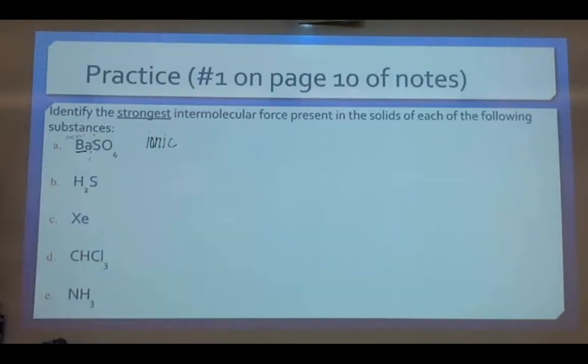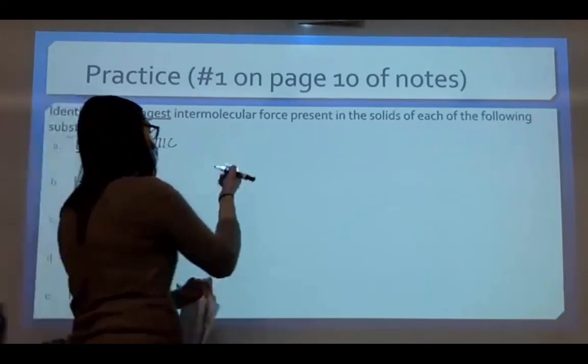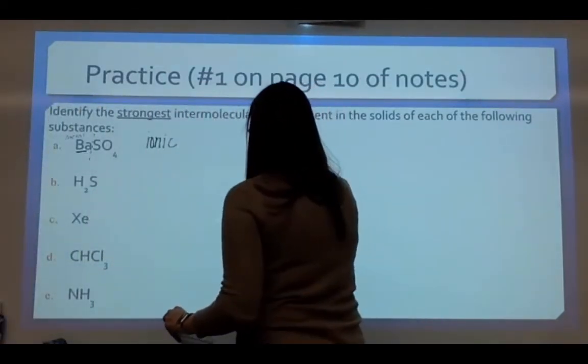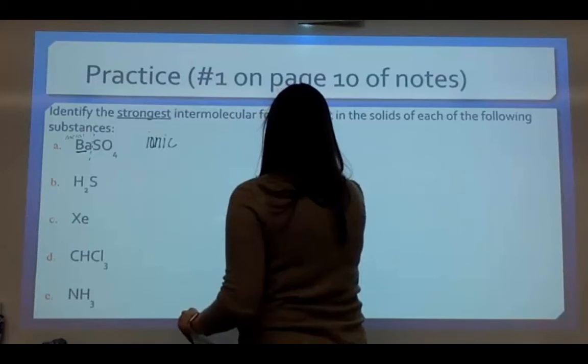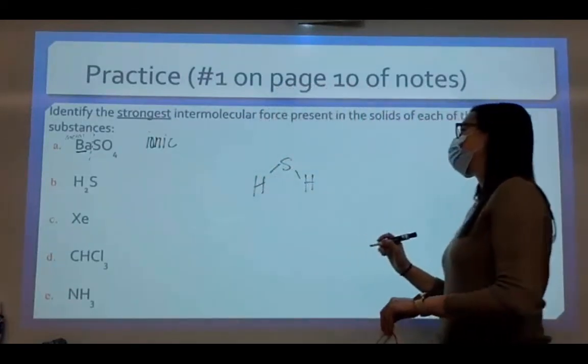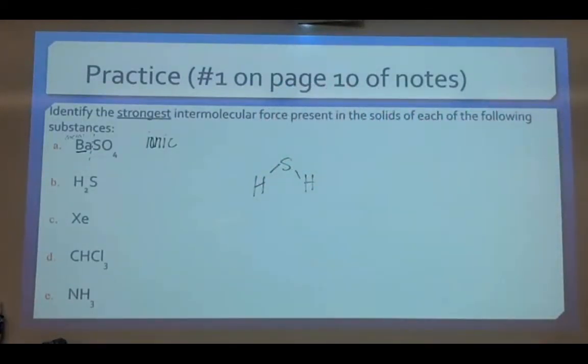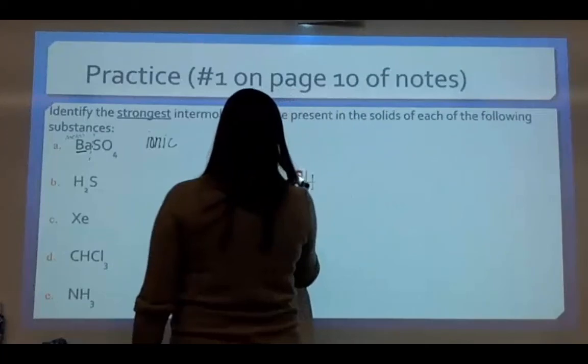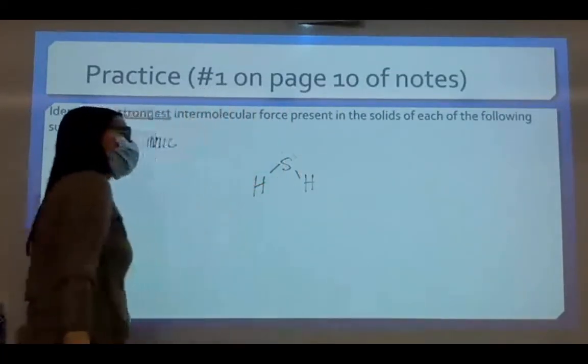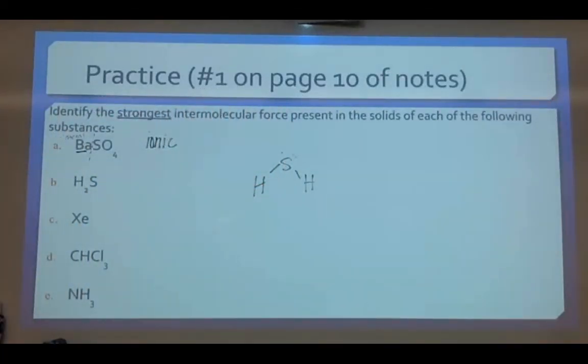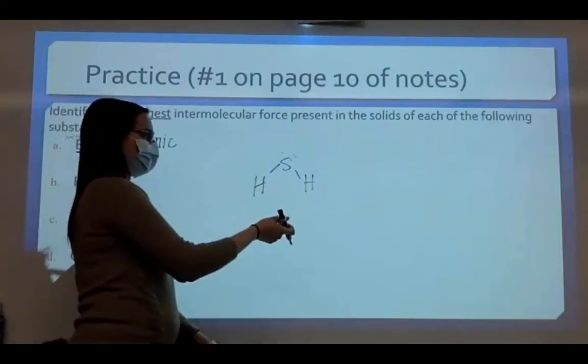H2S. You might need to draw the Lewis structures just so that you can see. So H2S, we have 2 hydrogens, 1 sulfur, so what is that? 2 plus 6 valence electrons, 8 valence electrons, so 2, 4, 6, 8. This is a bent molecule. My bonds are a little lopsided, but this is a bent molecule.